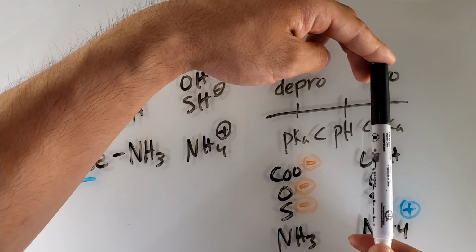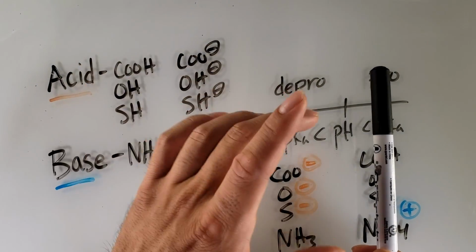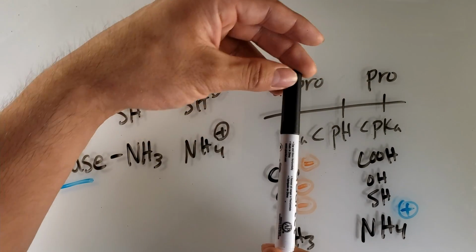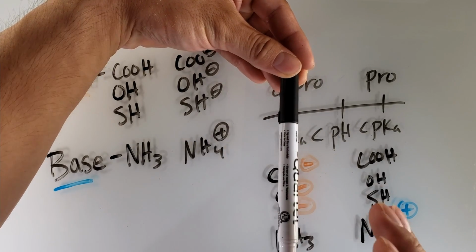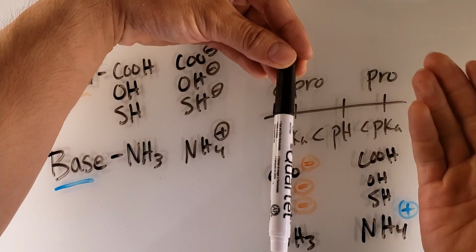But as pH gets increased, you're going to have more negative and less positive because more things are going to be less than that pH. Whereas whenever pH gets lower, you're going to have more positive species because there's going to be more things that are higher than that pH so they're going to be protonated.